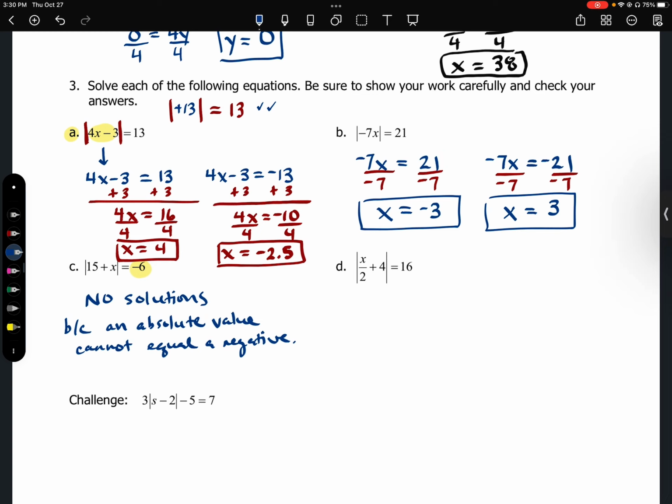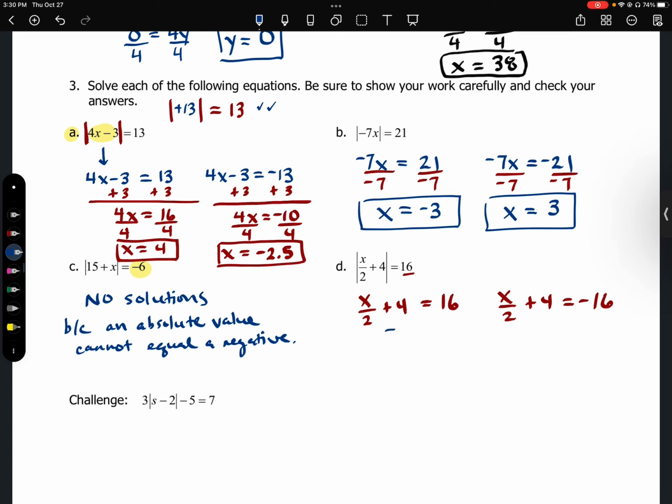All right, let's look at D. This one, the value is positive, so we know that we can actually do this. So since there's nothing else happening here, we'll just take it and break it into our 2 equations. We've got x divided by 2 plus 4 should equal 16. And then we should have x divided by 2 plus 4 equals negative 16.